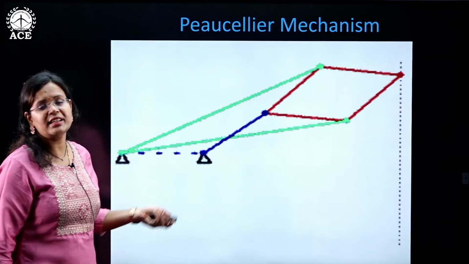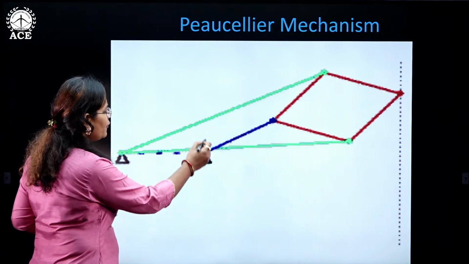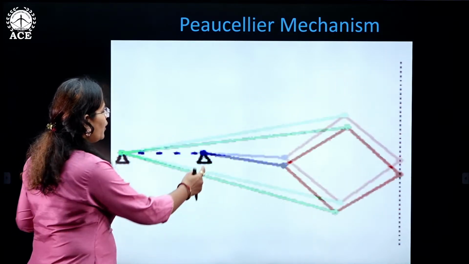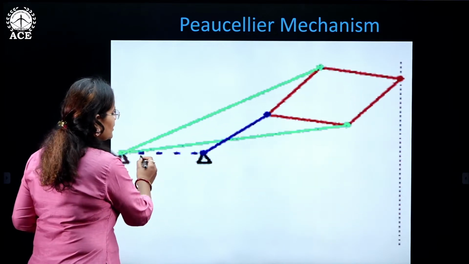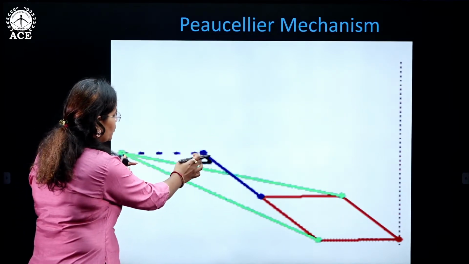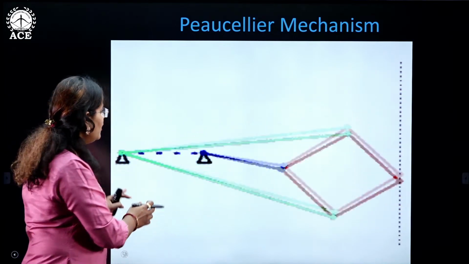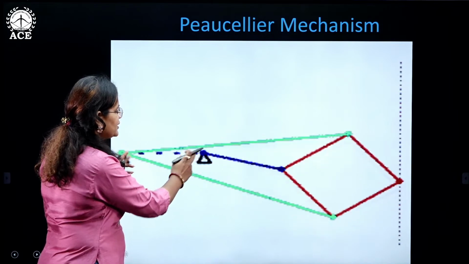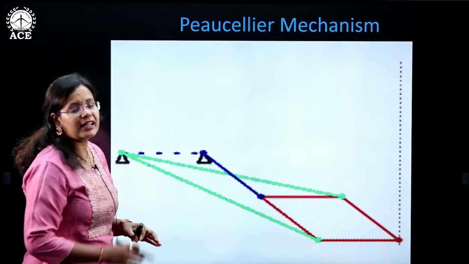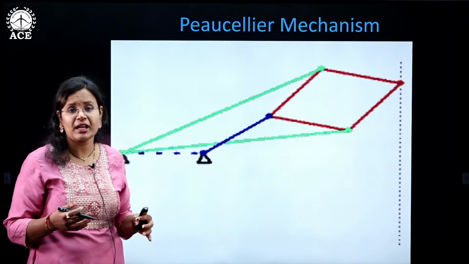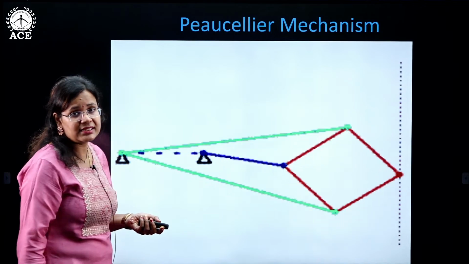So see, this is the Peaucellier mechanism. This is how it functions. Can you see? There are a number of links, two green links, one blue link and one dotted line. This is nothing but the fixed link. That's why it's not moving. It is constrained and not at all moving. There is no motion in that. So this particular link is a fixed link. Other than that, we have different other links and the total number of links in the Peaucellier mechanism is 8. Let us see the analysis, how it goes.